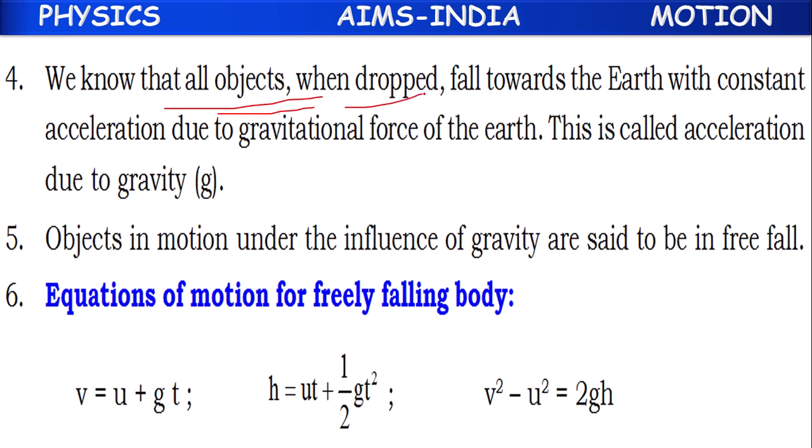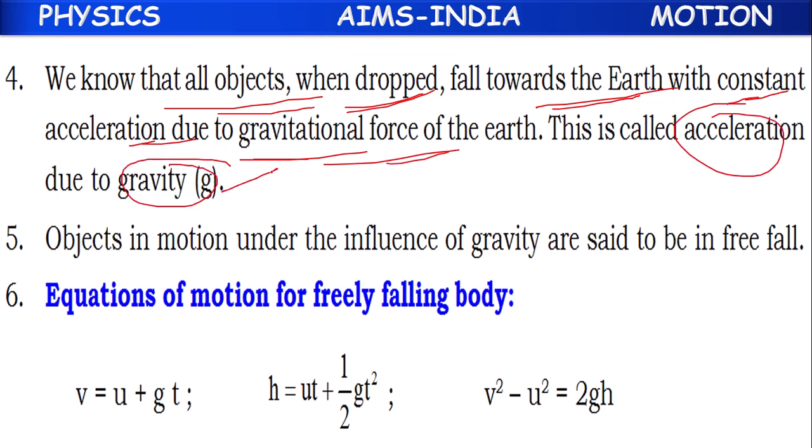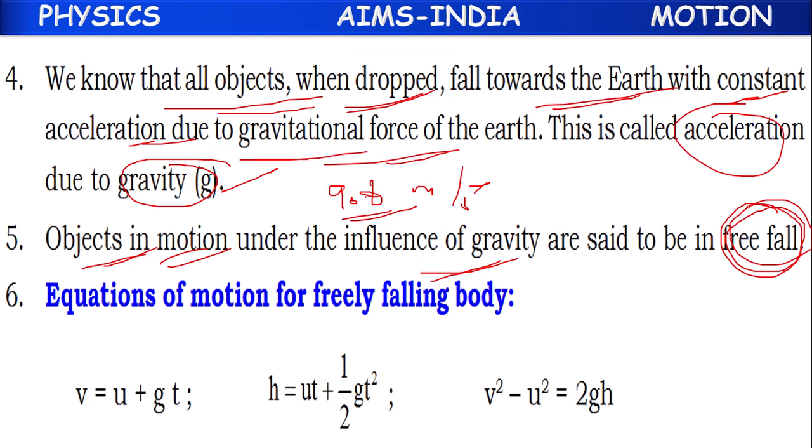So all objects when dropped fall towards earth with constant acceleration due to gravitational force. That is called acceleration due to gravity. Symbol g. Value is approximately 9.8 meters per second square on the earth. The objects which are in motion under the influence of gravity are said to be in free fall. Equations of motion for a freely falling body: v equals u plus gt, h equals ut plus half gt square, v square minus u square equals 2gh.